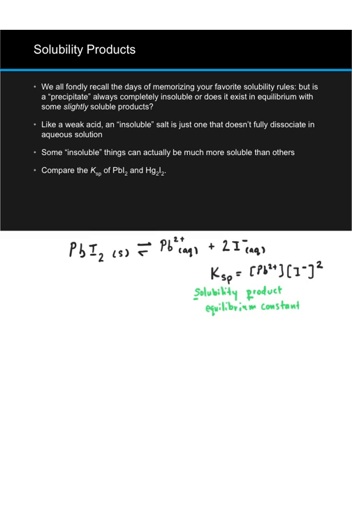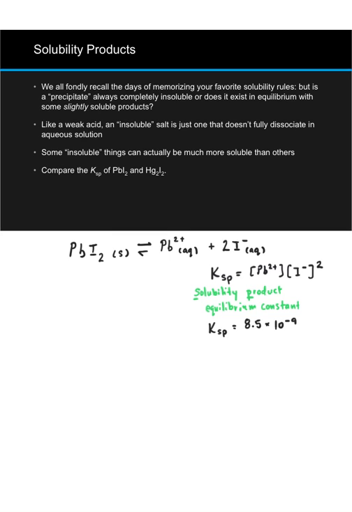Like we've tabulated values for equilibrium constants for general equilibria, for acids, and for bases, so too can we calculate the equilibrium constant for solubility products. For lead-2 iodide, the value of KSP is equal to 8.5 times 10 to the minus 9 at 25 degrees Celsius.